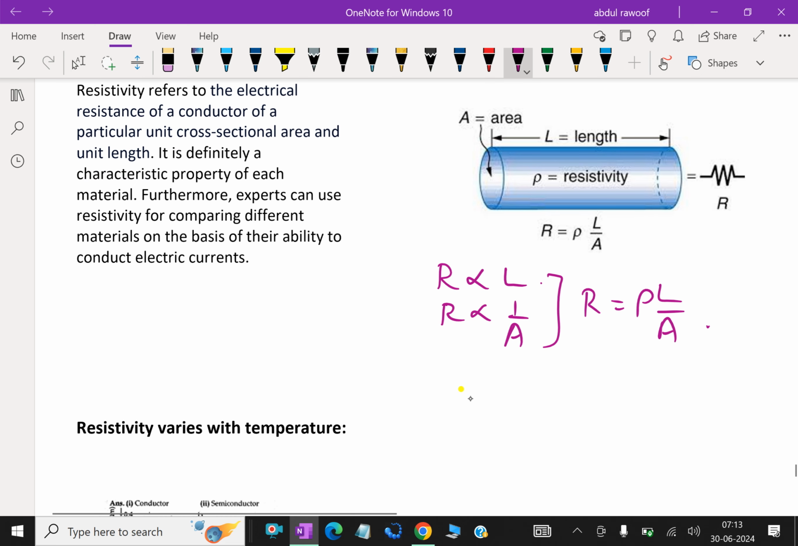From this, rho is RA over L. The unit is ohm meter squared by meter, that means ohm meter.